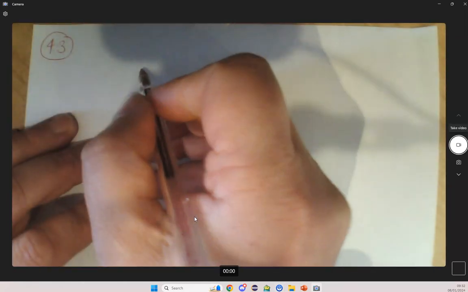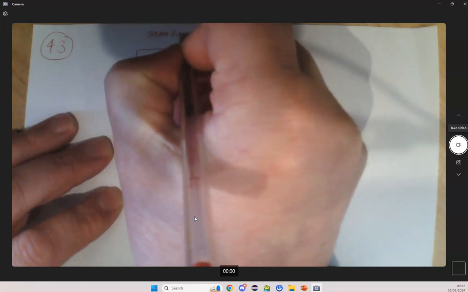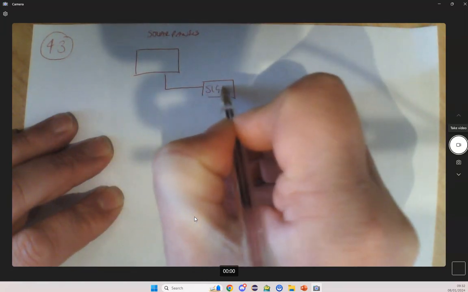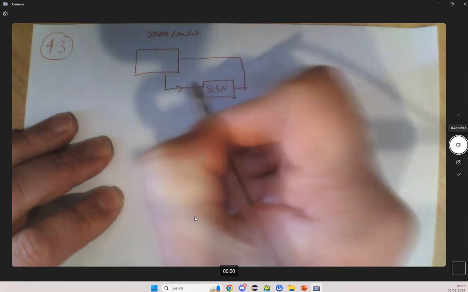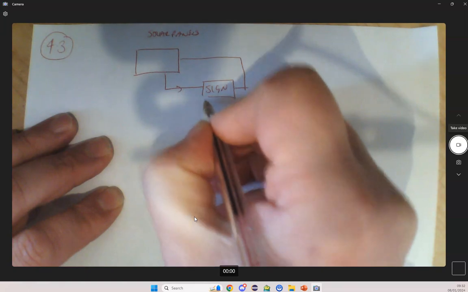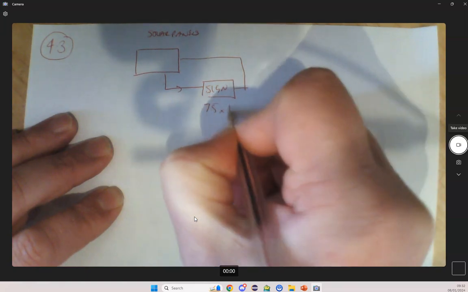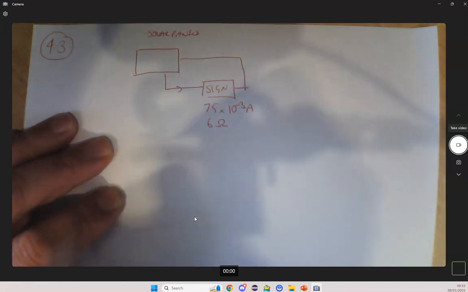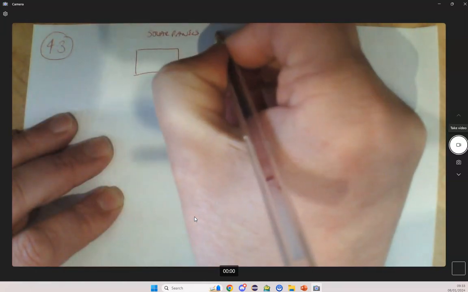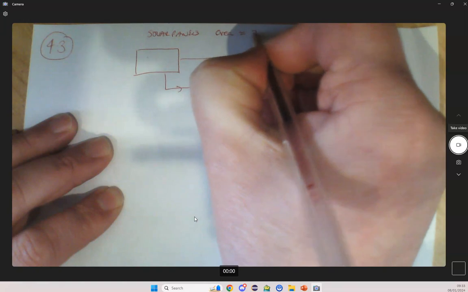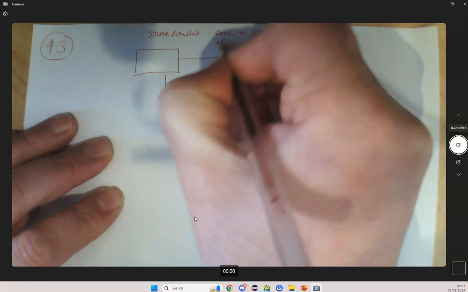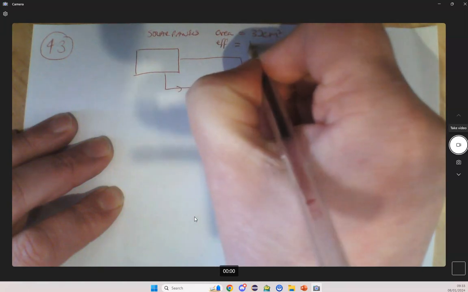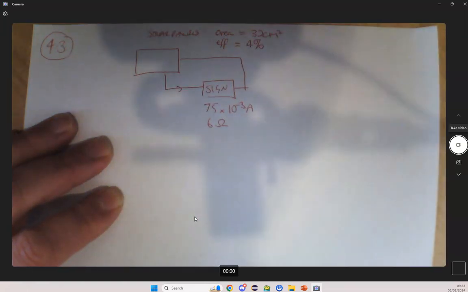Now, to make sure we understand what's going on, we've basically got a set of solar panels, and they're connected, so they're actually powering some form of sign, and that goes around, so the current goes that direction. Now, we're told that this sign needs 75 milliamps, and it's got a resistance of 6 ohms. We're told that these solar panels have an area of 32 centimeters squared, and they've got an efficiency of 4%. So those are our key facts they've given us to work with.